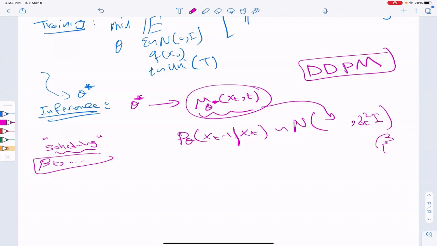All right. That is all I had for the DDPM part. Let me pause and see if there are any questions before I move on to other related topics with respect to diffusion models.